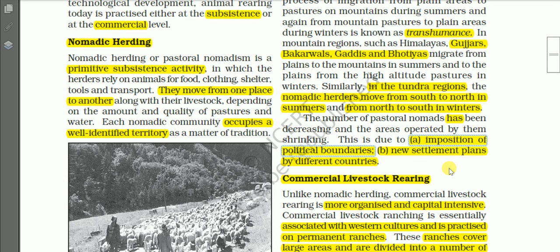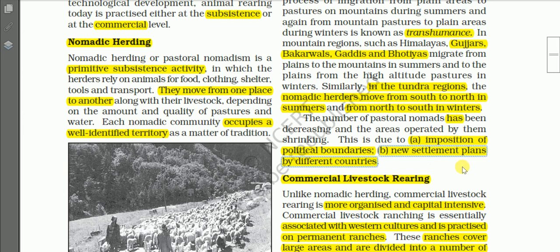Number one, imposition of political boundaries by the government. The government may impose these boundaries on the nomadic herders. And another one is new settlement plans by different countries. We know that nomadic herders are seasonal migrants. So the government may plan for permanent settlements after constructing a village, what we call villageization. So these are the two reasons for the decline in the number of the nomadic herders and the areas operated by them.